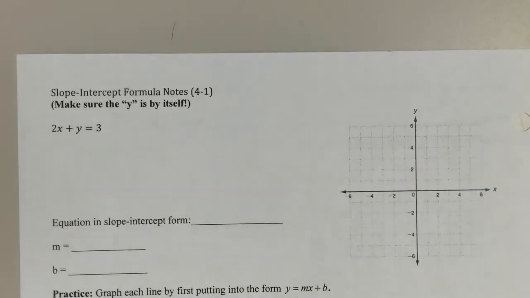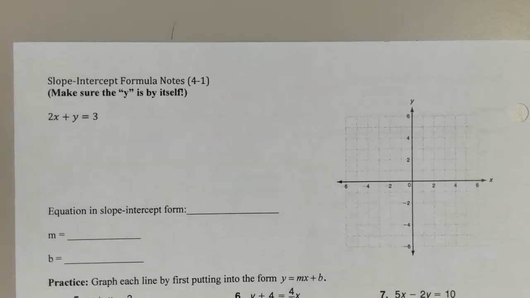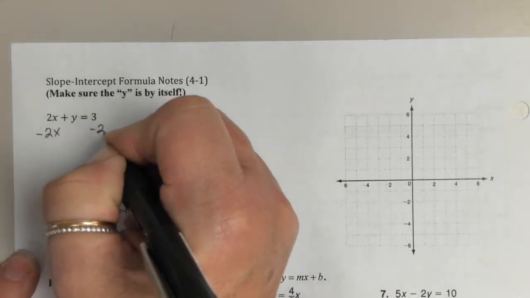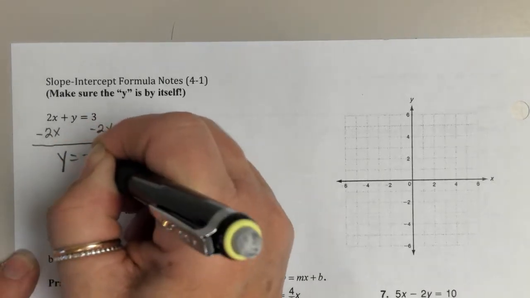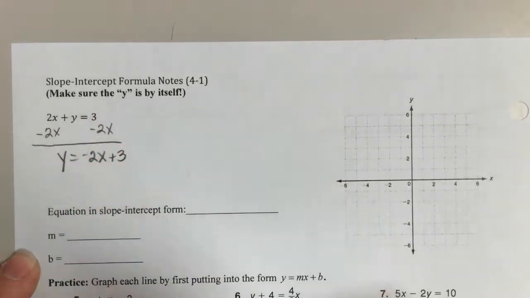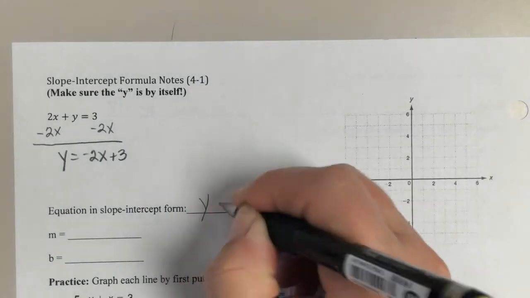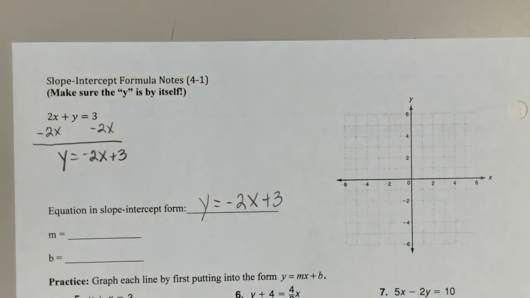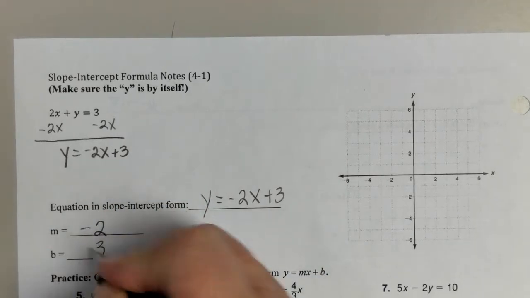Now here's an example of an equation that's given in standard form, so we can't just start graphing until we get our equation in the correct form. So in order to get y by itself, I'm going to subtract 2x from both sides. I'm going to go ahead and put my x term first, since that's the way slope-intercept form is. So my equation in slope-intercept form looks like this. I can very easily pick out my slope, which is -2, and my y-intercept, which is 3.